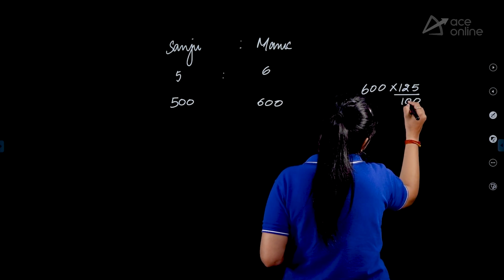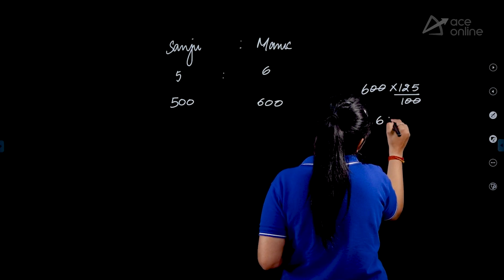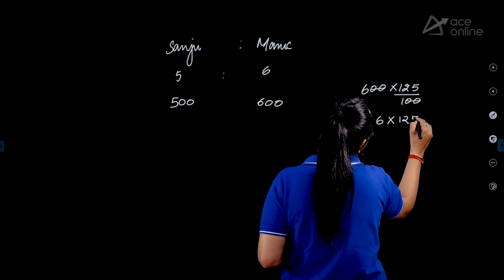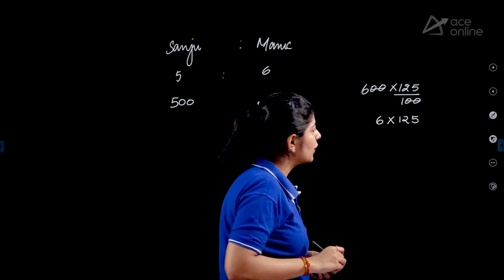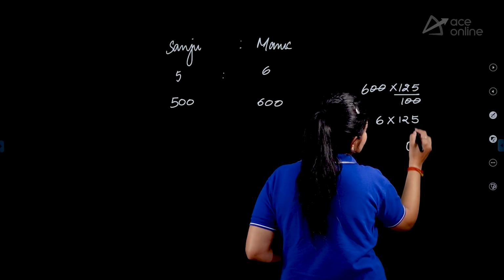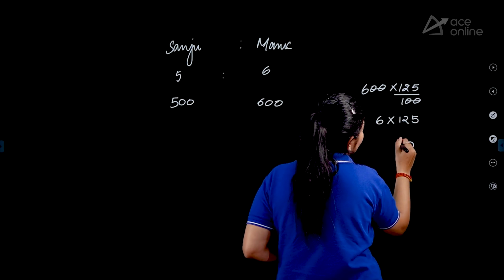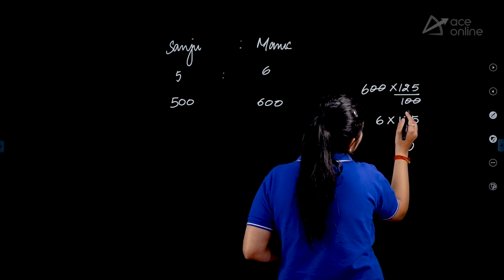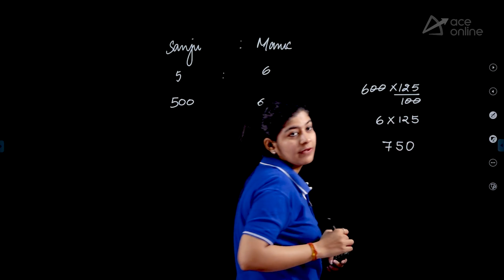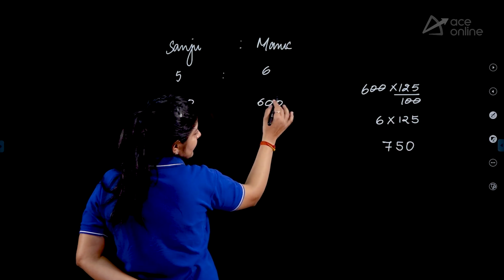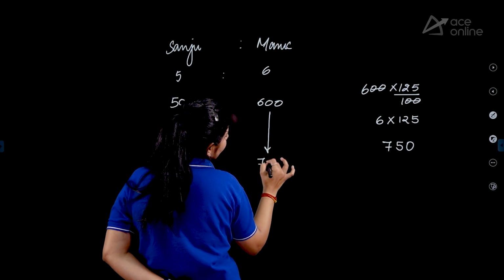So we can say that here what we are getting? We are getting 6 into 125, right? This is what we are having. 6 into 5, that is 30, 3 is carry on, 12, 15, 1 is carry on, and here we are having 750. So instead of 600, it will become 750.